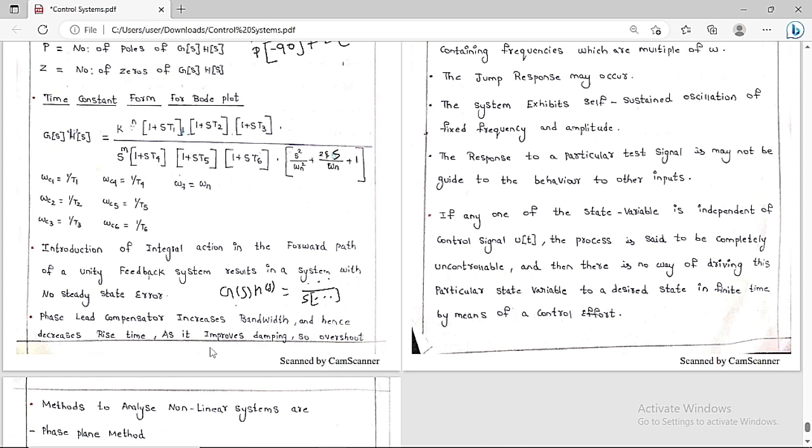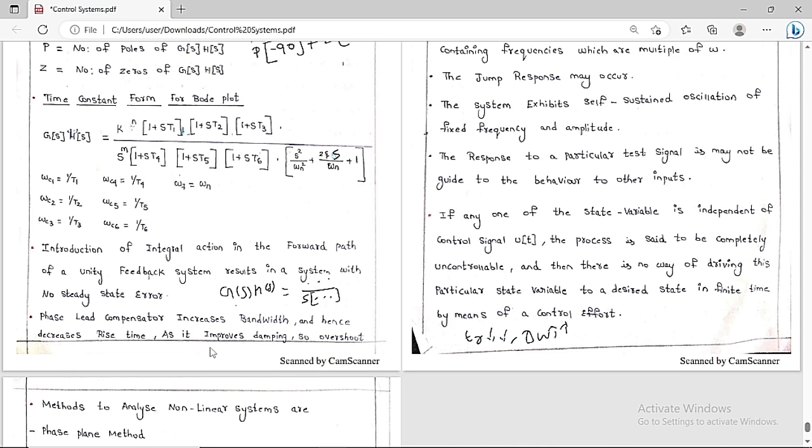So it is going to degrade the steady state response also. Now, because the zero is closer to the origin when compared to the pole in the case of the phase lead compensator, how is it going to improve the transient response? Definitely the rise time is going to decrease. As the rise time decreases, definitely the bandwidth will increase because the product is always equal to a constant.